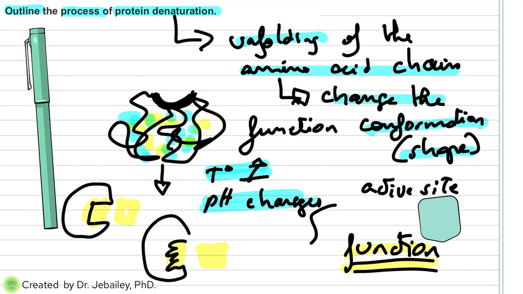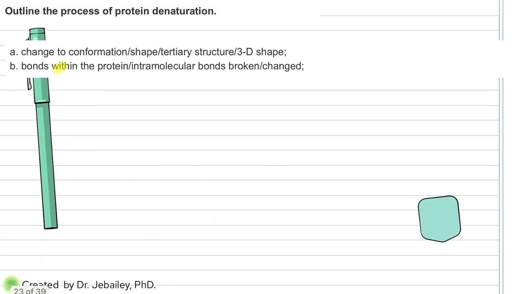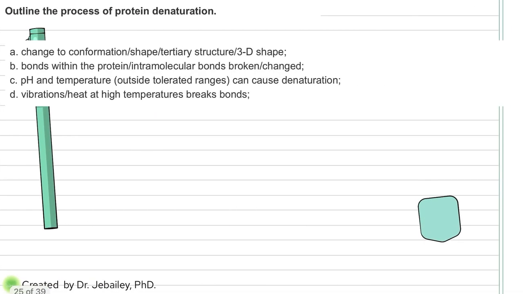So let's look at the markscheme and see what they have. The first thing says, oh, there you go, change conformation, using that word, or shape. It can be the charge structure or 3D shape. So any change in shape is good enough. Next, the bonds within the proteins are broken or changed. Like I said, the bonds are gone. Third, pH and temperature cause denaturation. So you have to say what is causing the denaturation. The things actually causing this denaturation are the pH and the temperature.